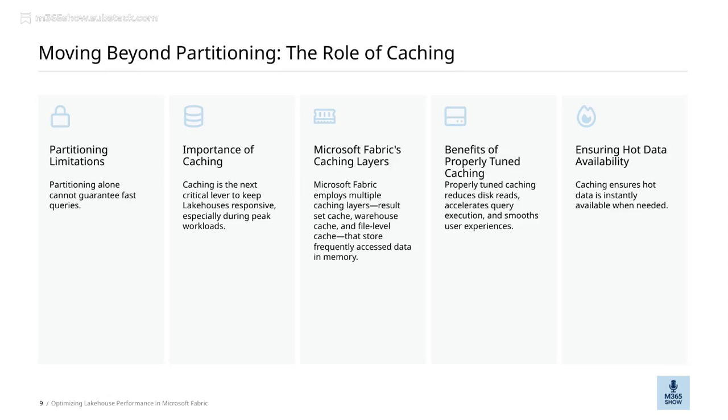Each of these stores frequently accessed data in memory, helping to keep your Lakehouse responsive even during peak workloads. While partitioning is useful, it alone can't guarantee fast queries. That's where caching comes in as the next critical lever. By combining both, you can significantly enhance performance. So, moving beyond simple partitioning and embracing effective caching strategies is key to optimizing Lakehouse performance in Microsoft Fabric.